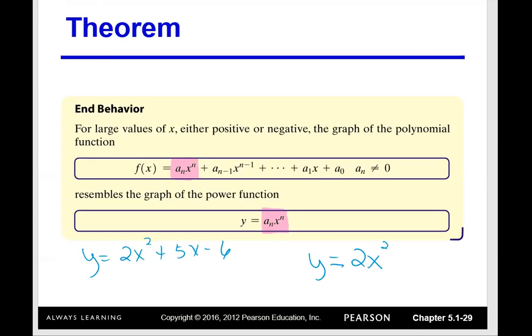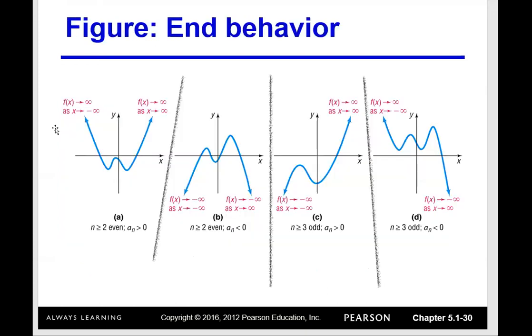That's all they're saying. And then they have pictures here, and I drew some lines in it to help separate them. On part A, this is where n is greater than or equal to 2. It's an even function. It's got that W shape. And you will look at the ends. When I say the ends, I'm always looking at the ends of the graph right here. They are both going upward because it was a positive whatever. This one, they're both going downward because it was a negative whatever.